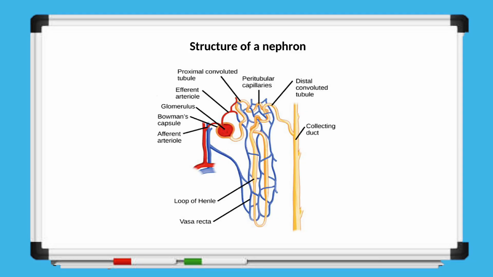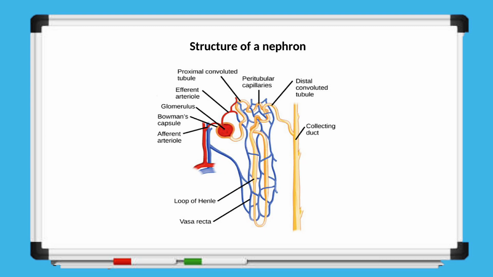Starting with the proximal convoluted tubule, this is a coiled tube located between Bowman's capsule and the loop of Henle. It immediately follows Bowman's capsule and appears as a coiled section in the diagram. The efferent arteriole is the small blood vessel that exits the glomerulus, while the afferent arteriole brings blood into the glomerulus from the renal artery branch.